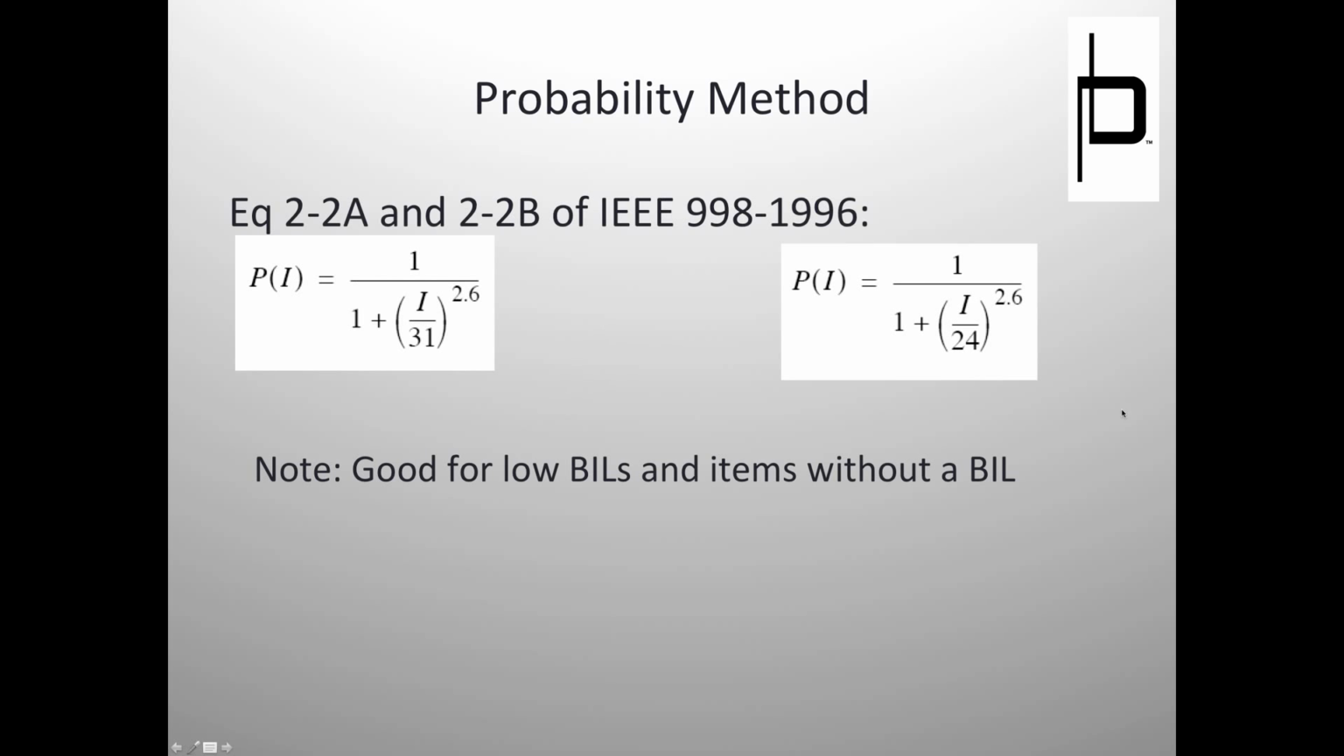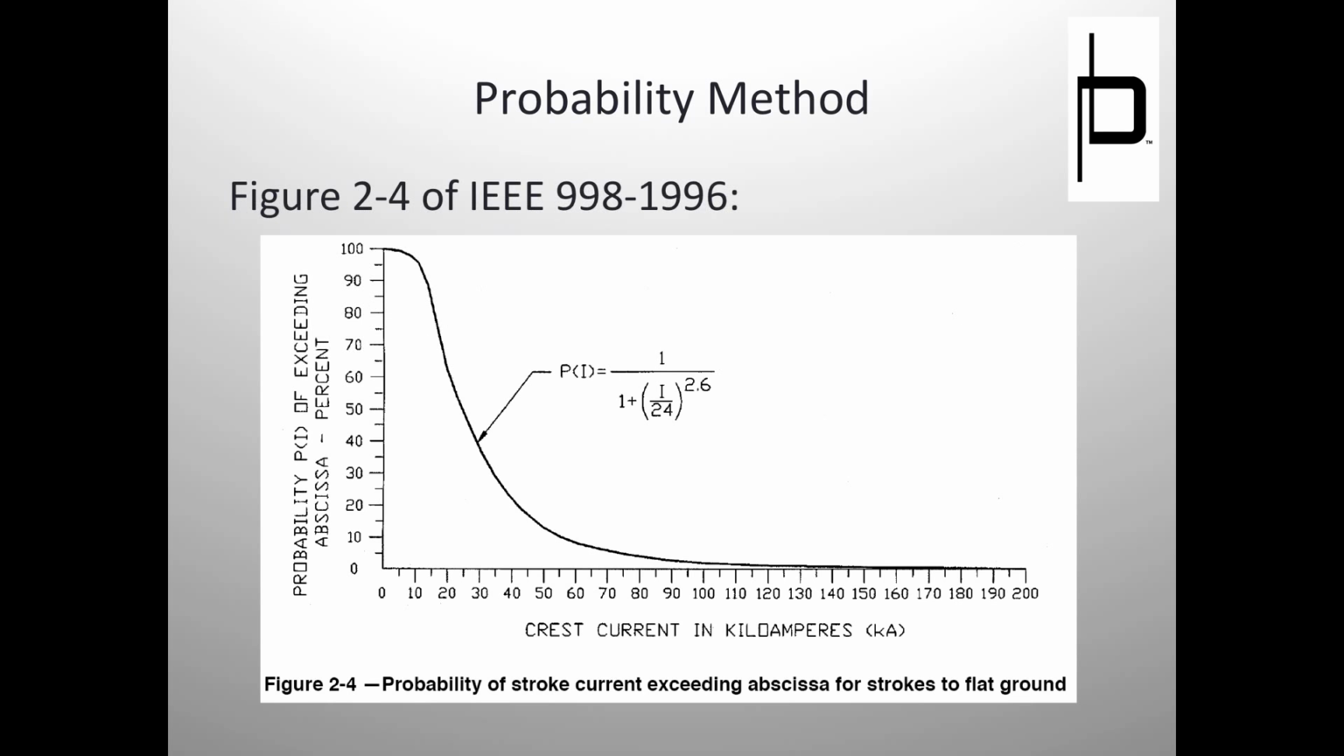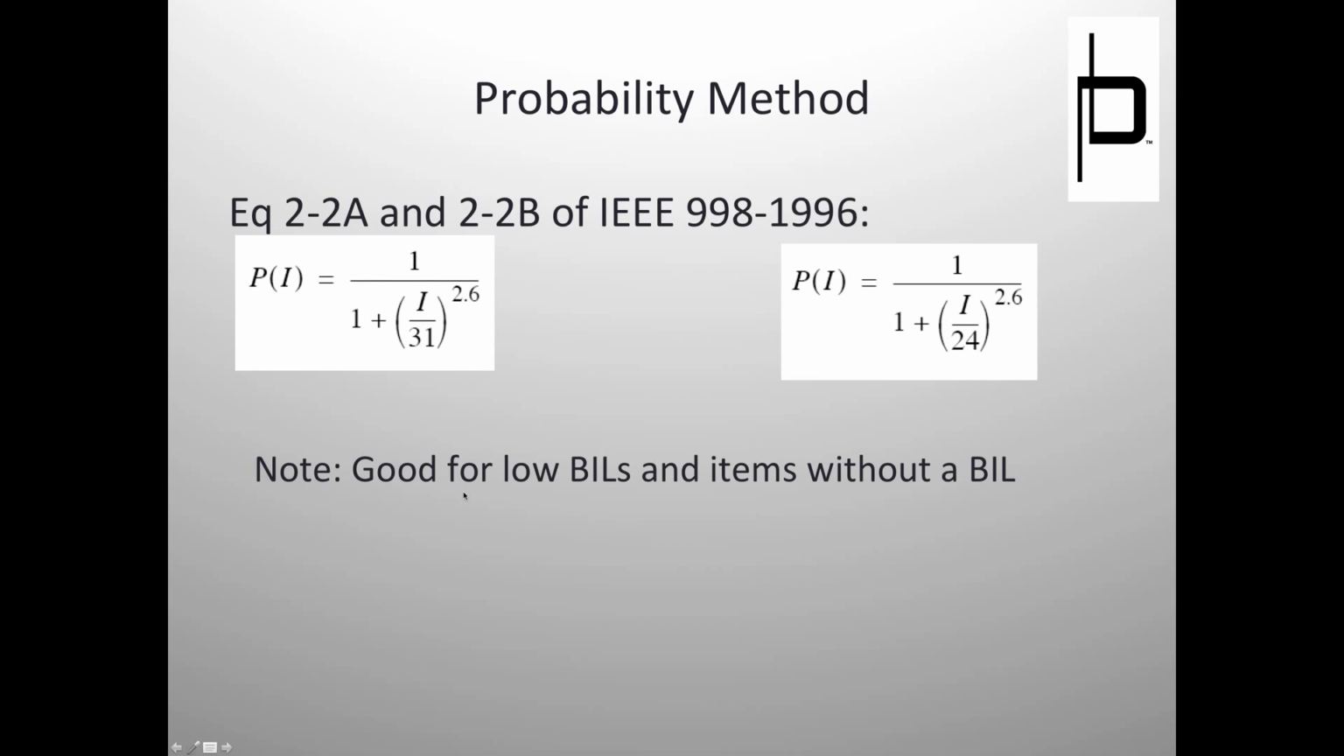These are the same probability formulas that we used earlier in the failure rate calculation, when we were trying to say, given any given strike, what are the chances that it's going to be this stroke current magnitude or larger? This is also good for the low BILs. If you remember, we said if it has a low BIL, use 2 kA. That's what a lot of folks do.